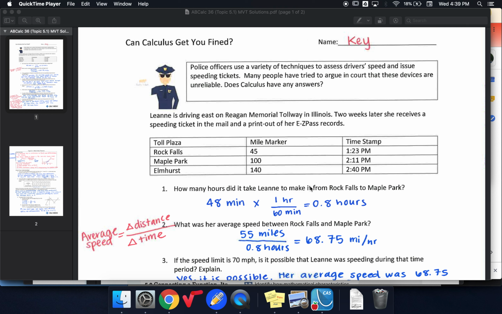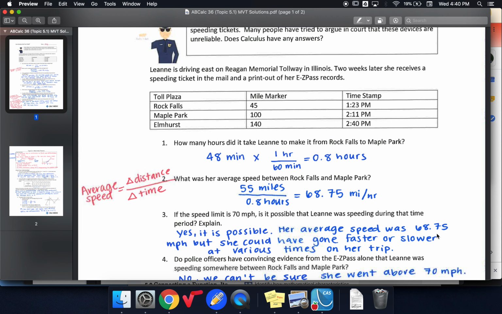So how many hours did it take her to go from Rock Falls to Maple Park? Well, it was from 123 to 211, so that's a total of 48 minutes. And of course, to convert 48 minutes into hours, I'm just going to divide by 60. It's 0.8 hours. The distance between the two is 55 miles. So it could be that there were times that she was going faster or slower on the trip. Well, let's pause here and think about our connection to MVT that we saw in Desmos.